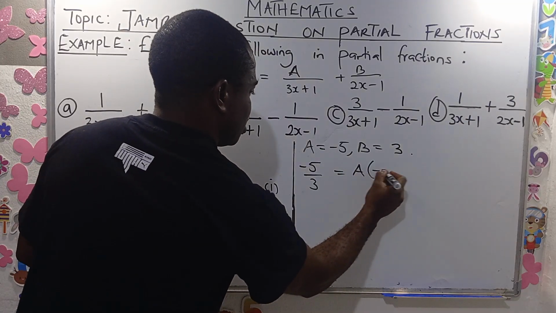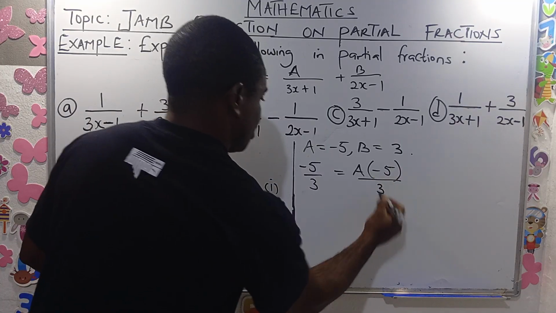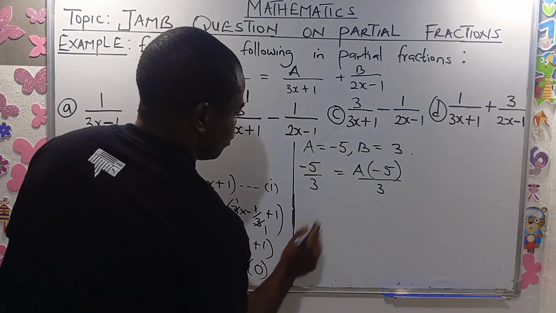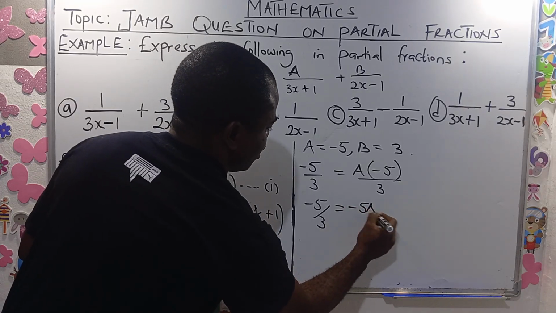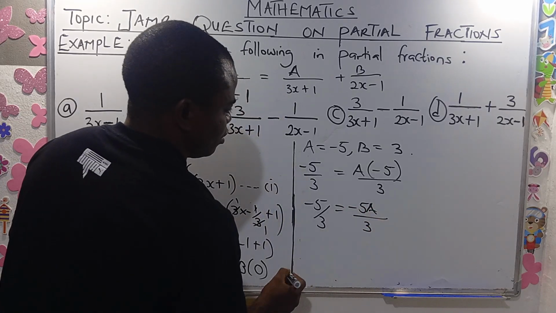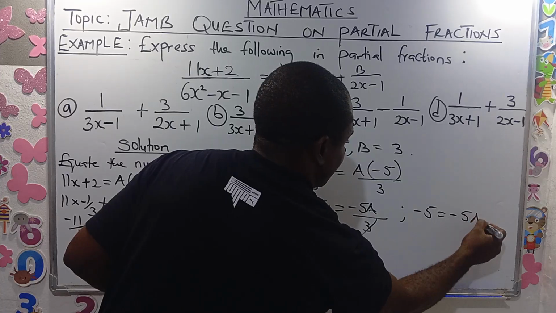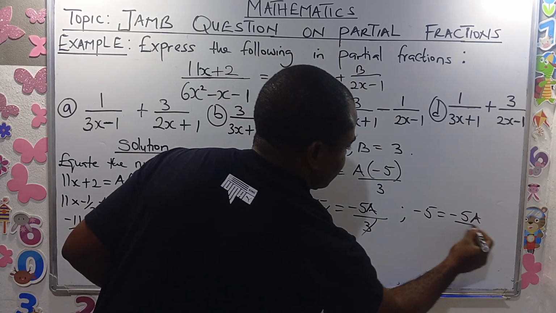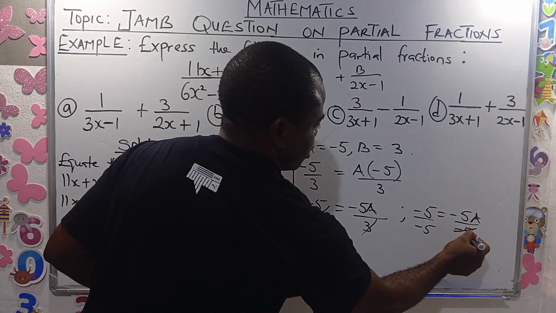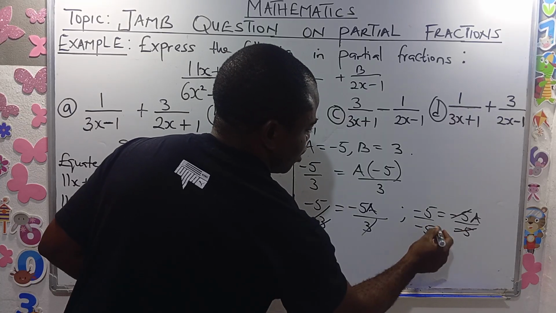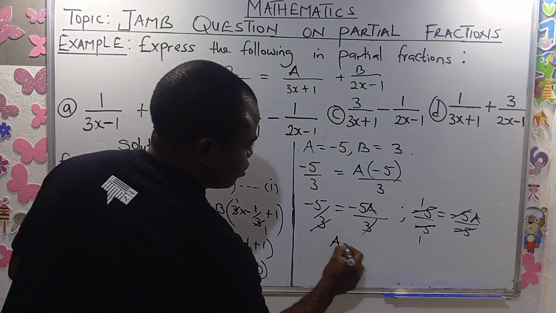You're having A into minus 5 over 3. Now having minus 5 over 3 equals minus 5 times A, that's minus 5A over 3. 3 cancel 3. You are left with minus 5 equals to minus 5A. Divide both sides by minus 5. Now minus 5 cancel minus 5. Minus 5 goes one time. Your A now equals to 1.